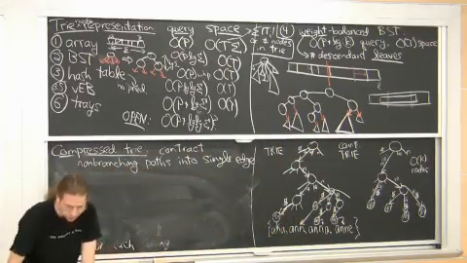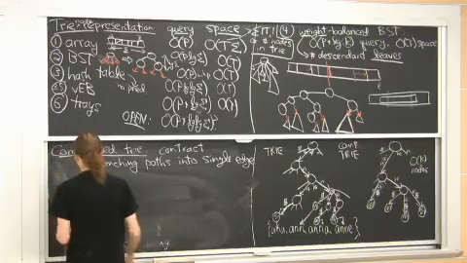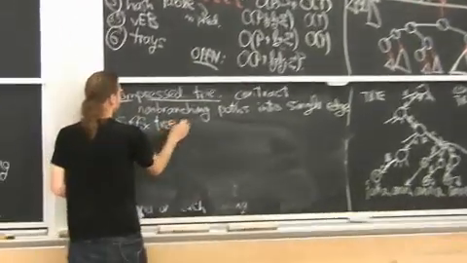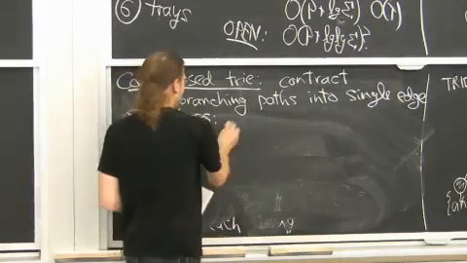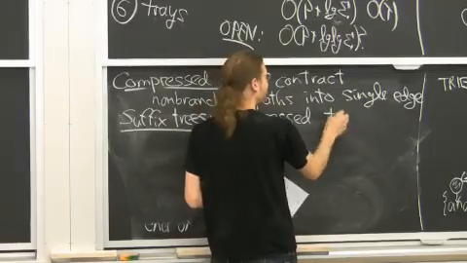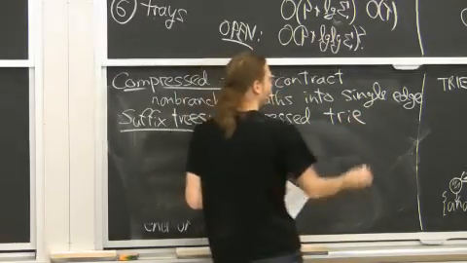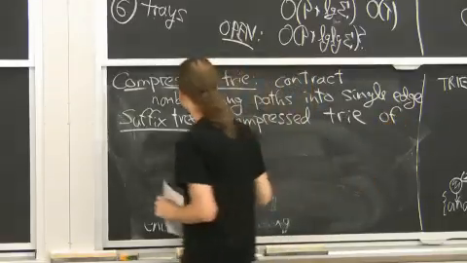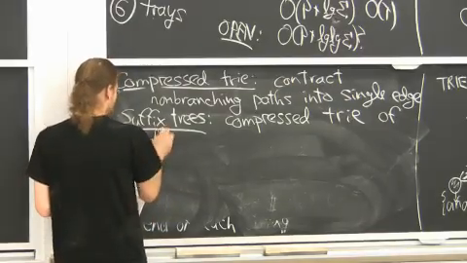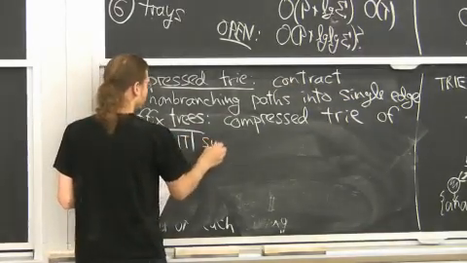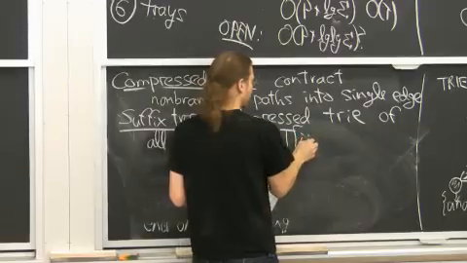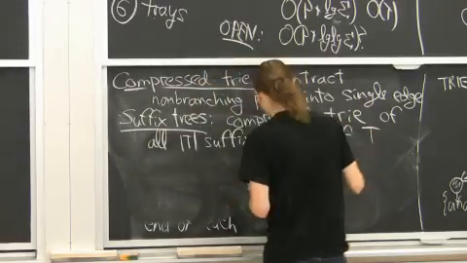Okay, but really compressed tries are warm-up for suffix trees. So let's talk about suffix trees. Suffix trees are a compressed trie. So really they should be called suffix tries, and occasionally people will call them suffix tries, but mostly people call them suffix trees, so for consistency I'll call them trees as well. But they are tries. I'm going to introduce some notation here.